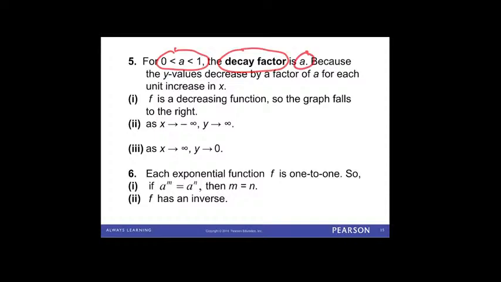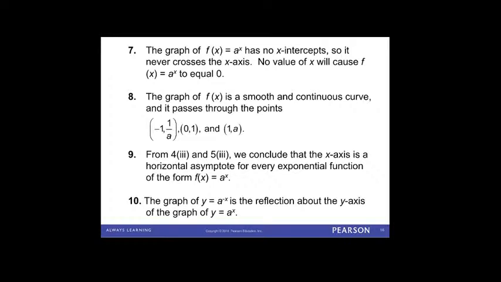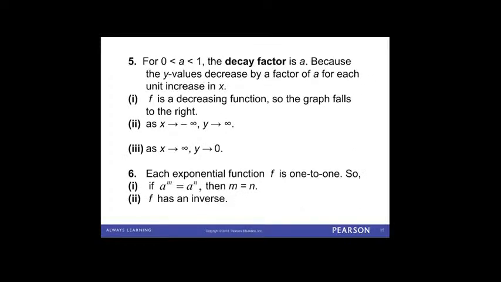Okay. So then we say f is a decreasing function. So that was like the second one that we saw. But when we trace it left to right, it's going down. It's always decreasing. As x goes off to the left, y goes to positive infinity. As x goes off to the right, y goes to 0. Okay?